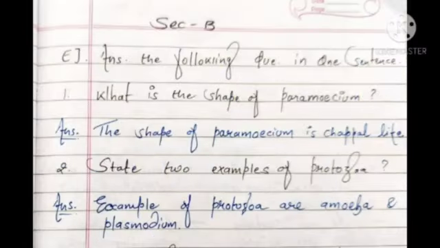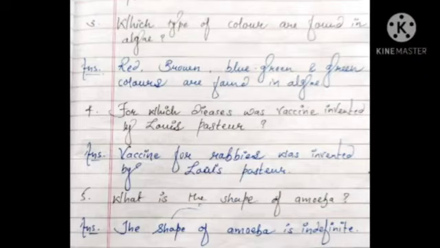Now moving towards chapter number 2, section B, answer the following question in one sentence, and the first one is, what is the shape of paramecium? And the answer is the shape of paramecium is chapel-like. Second one is, state two examples of protozoa, and the answer is amoeba and paramecium are the examples of protozoa. Third one is, which type of color are found in algae? And the answer is red, brown, blue-green and green color are found in algae.